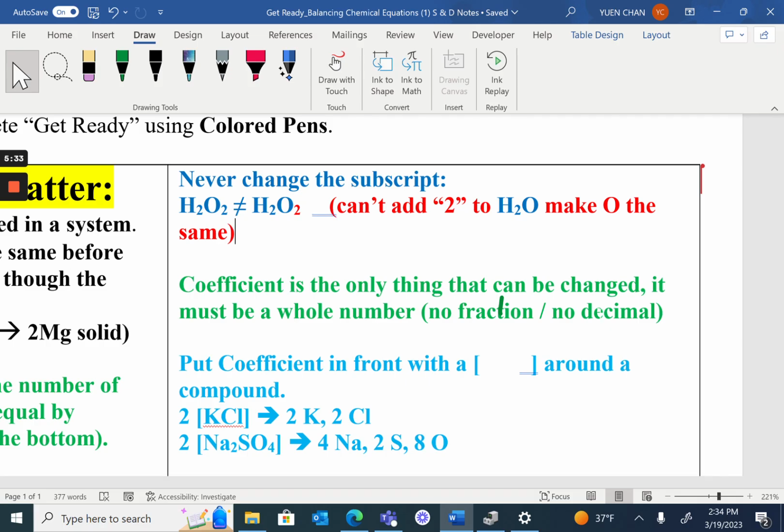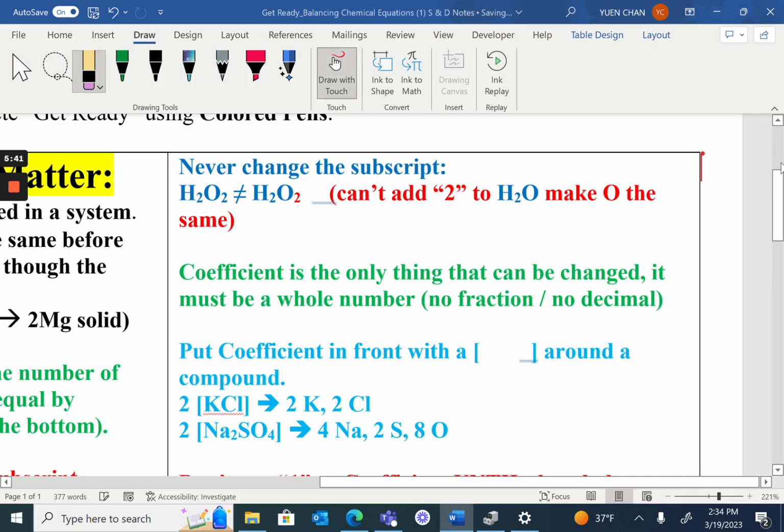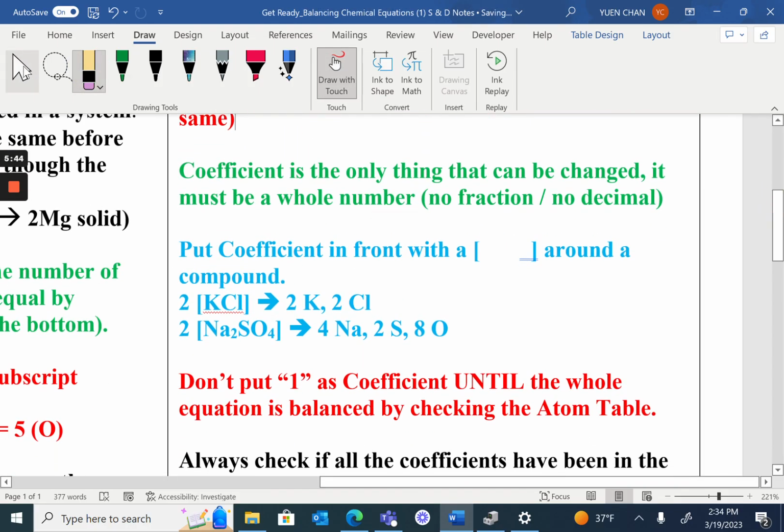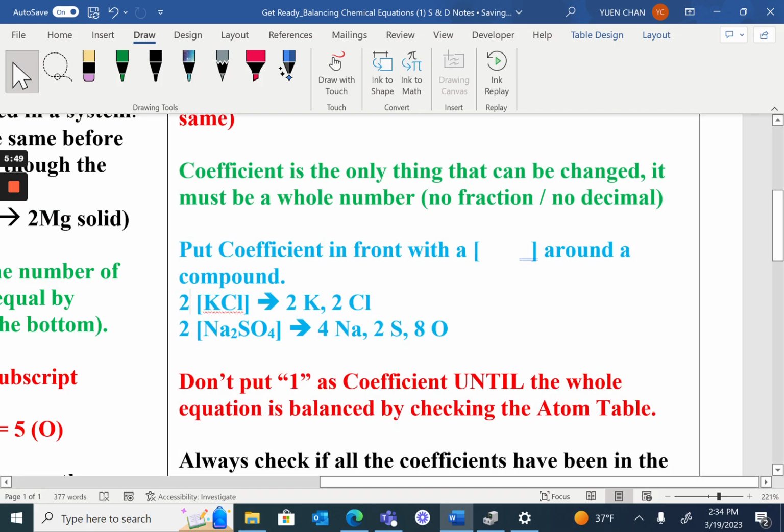Coefficient is the number you can only change, and it must be a whole number, no fraction and no decimal. So which one is the coefficient? For example, the 2 in front of the compound will be the coefficient. You want to put the coefficient in front with a bracket around a compound. If it's a compound, you want to put a bracket around it before you put the coefficient outside. So for example, KCl is a compound, you want to put a bracket around KCl and then put the 2 outside to indicate that, okay, I get 2K and 2Cl.